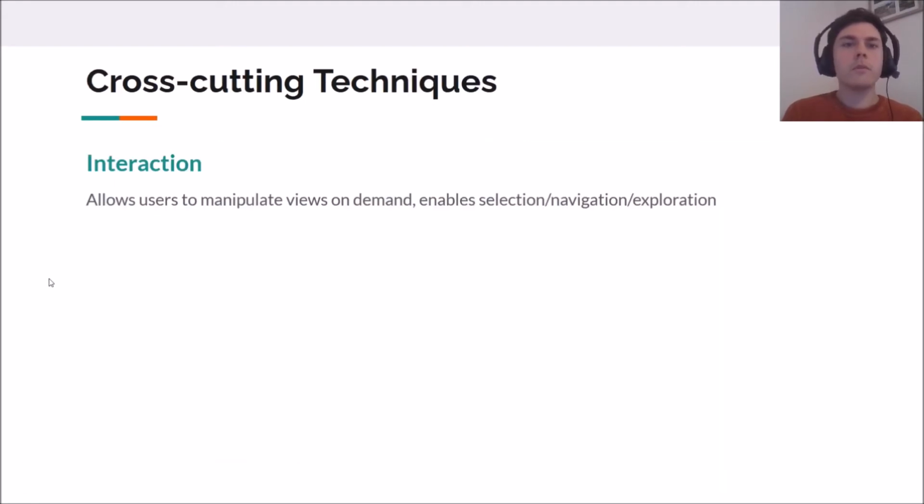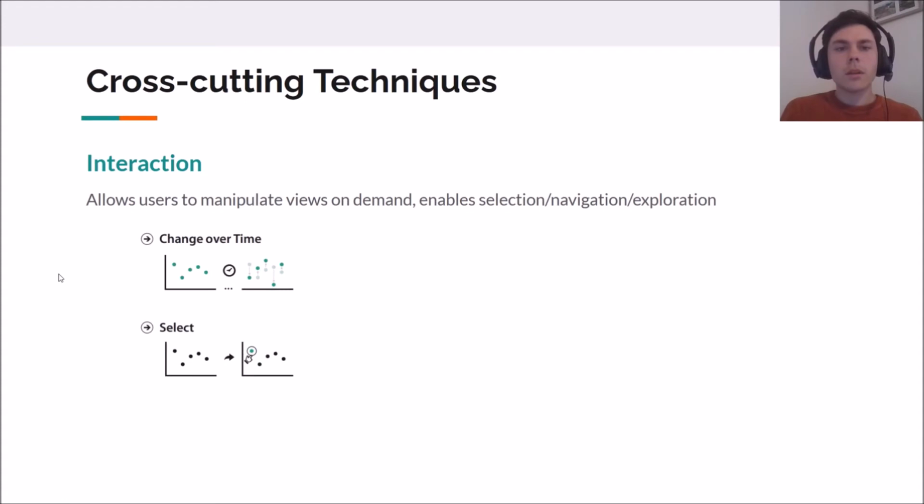Now, on top of all these visualization techniques, we have what is called cross-cutting techniques. And there are two very important ones. One is interaction. This allows users to manipulate the visualizations on demand. And just like the visualization techniques themselves, these cross-cutting techniques again enable a whole lot of different tasks that you can think about in a slightly abstracted way. A simple type of it falls under the category of interaction, but it's not really that interactive, is if you just have a visualization that changes over time by itself.